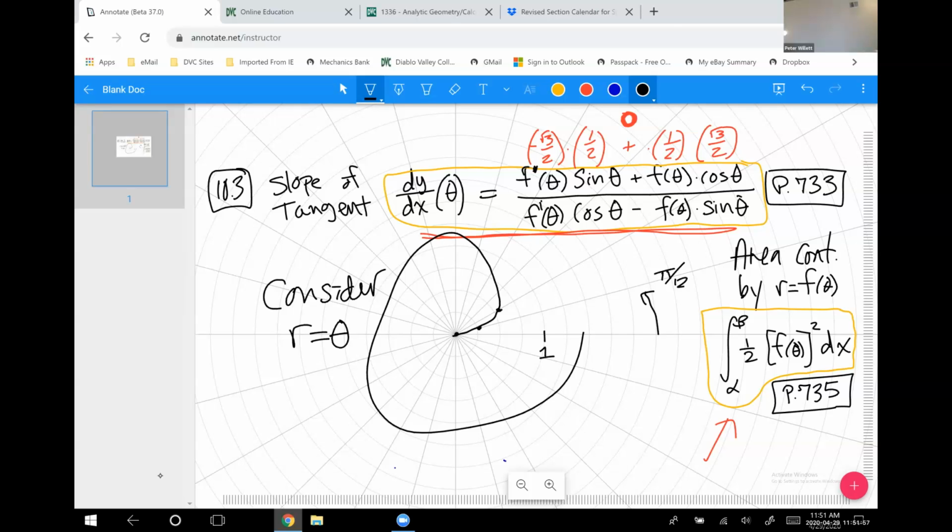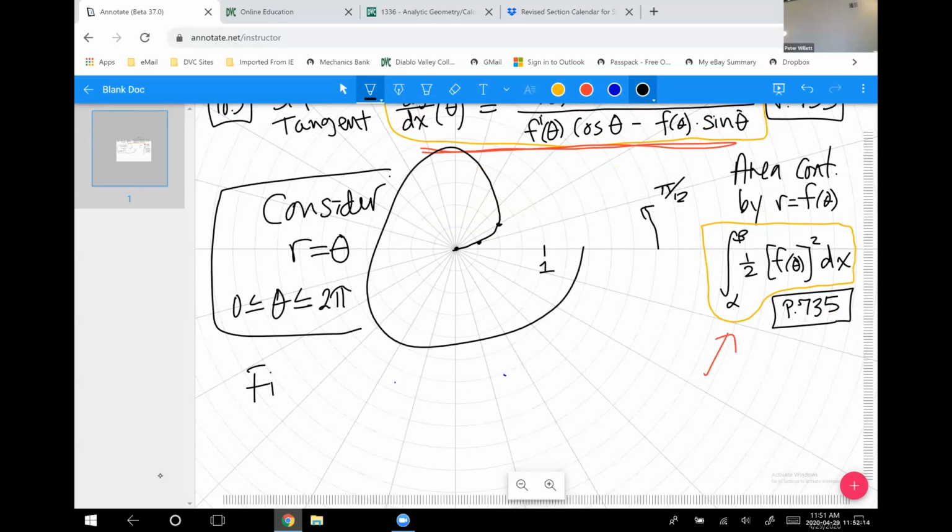And so I'm going to restrict just to what we have on the graph here. So let's say 0 is less than or equal to theta is less than or equal to 2 pi. That's one full revolution, and I'm considering this function. So the task is to find the area enclosed, or the area swept out.